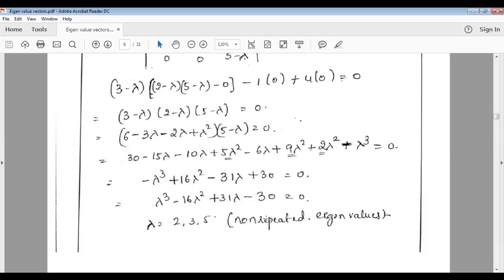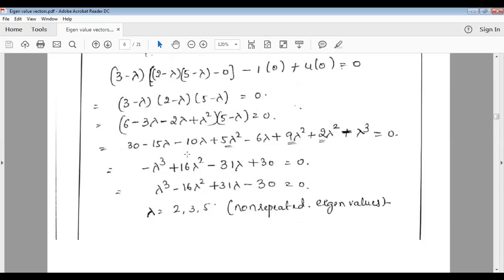We call them non-repeated eigenvalues because none of these eigenvalues are going to repeat. In the next problem, we'll see what to do when two of them are repetitions. For example, 2, 2, and 5, then what do we do? Or 2, 5, and 5, what do we do? But in this problem, you don't have that issue of non-repeated eigenvalues. So you found the value of lambda. So this is the process to find the eigenvalue.